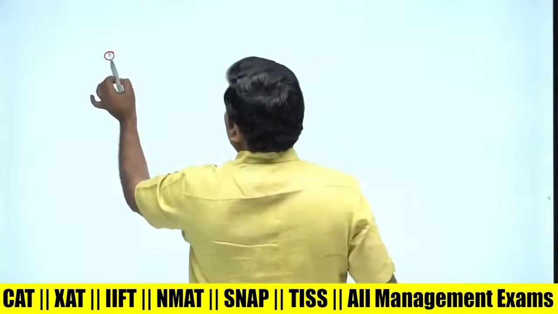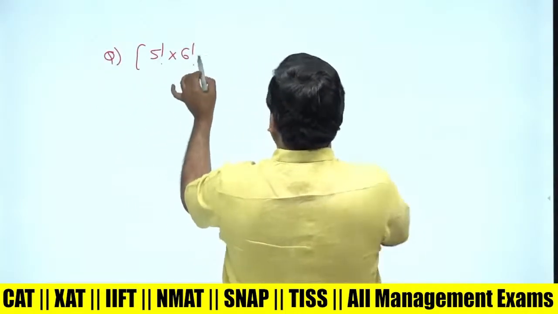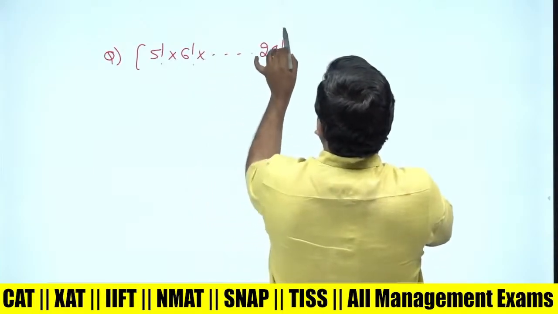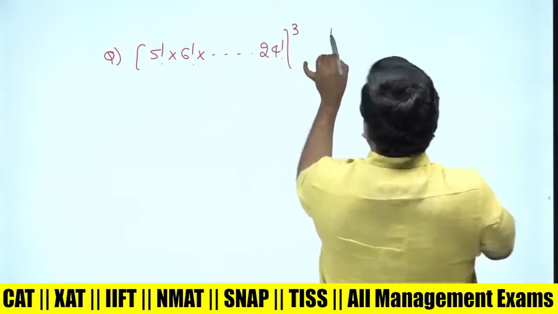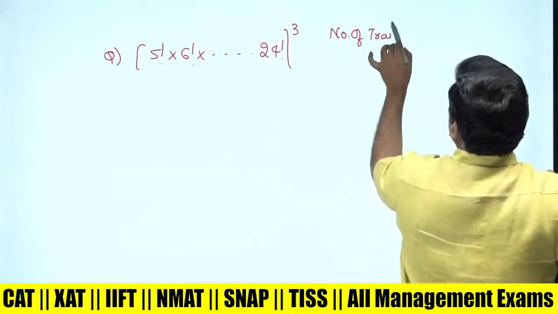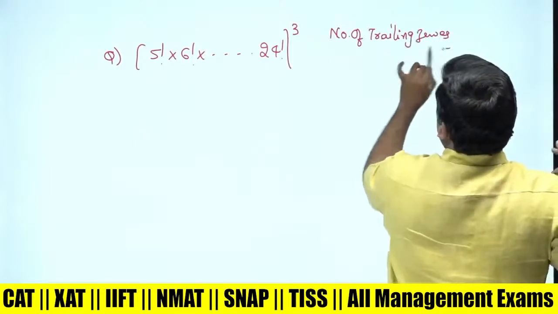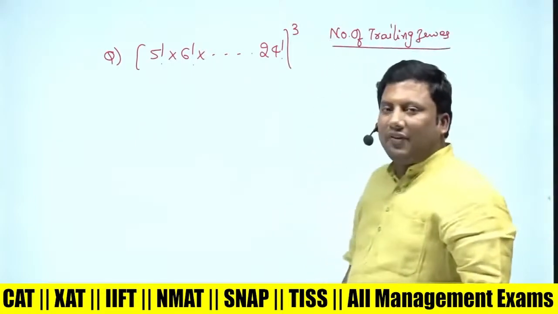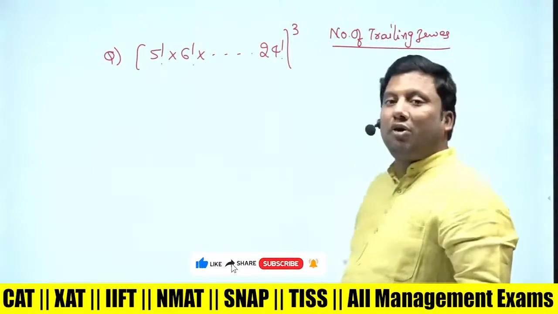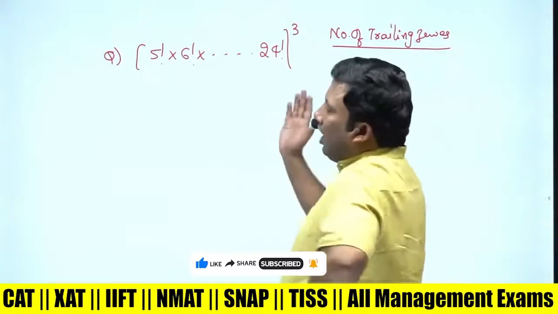Suppose the question is like this: 5 factorial into 6 factorial and so on up to 24 factorial, power 3. Number of trailing zeros. How to write down the answer directly? Find the number of trailing zeros.